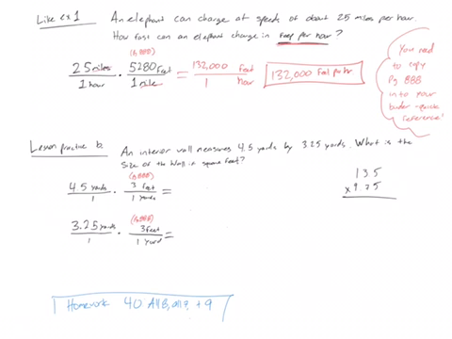Alright, this is your lesson practice number B. An interior wall measures 4.5 yards by 3.25 yards. What is the size of the wall in square feet? Now be careful. Some of us would want to multiply those two numbers first, calculating the area, and then convert it. But when you do that, you'd have to convert square yards into square feet, which is a little bit trickier, and you don't have a conversion for that in the back of your book.